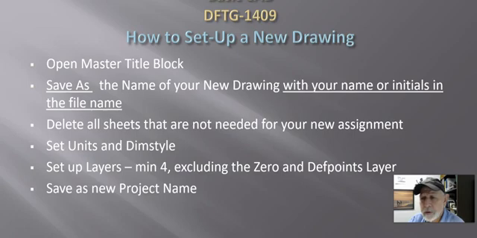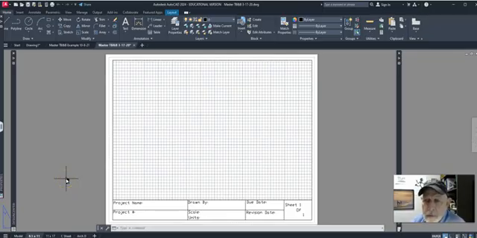So if the assignment calls for A sheet, you'll delete the B, C, and D. And then we'll go into that with the units and dim styles. We've gone into that, but we'll go into that one more time. I'll pull up AutoCAD and we'll go into that. All right, so here's the master title block file.